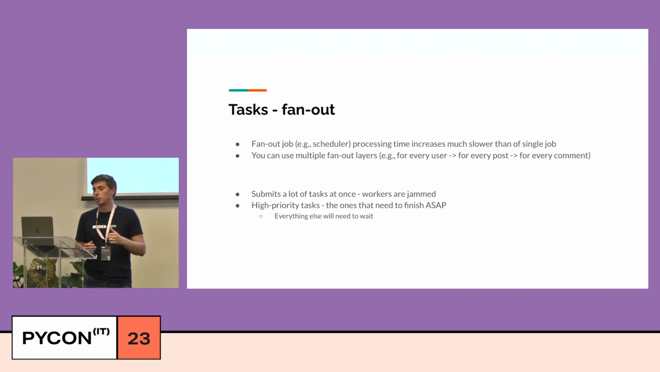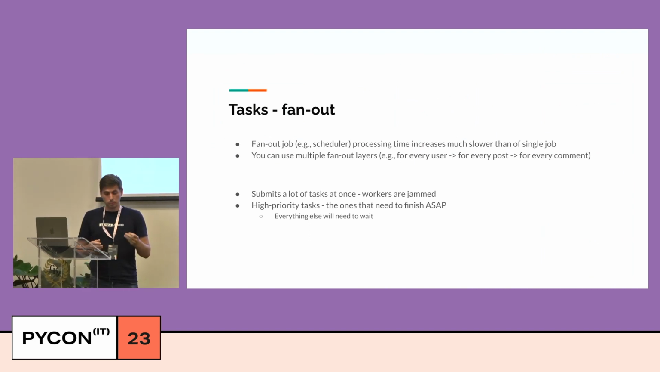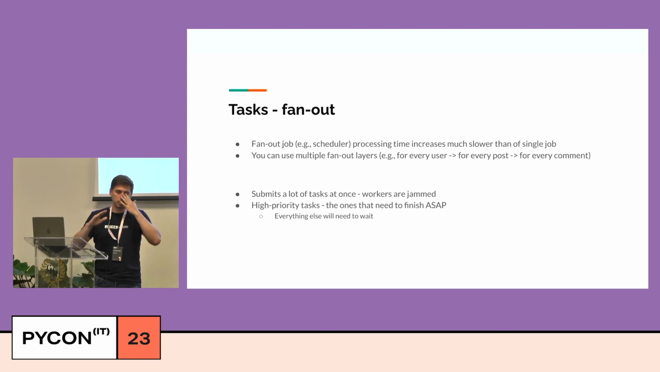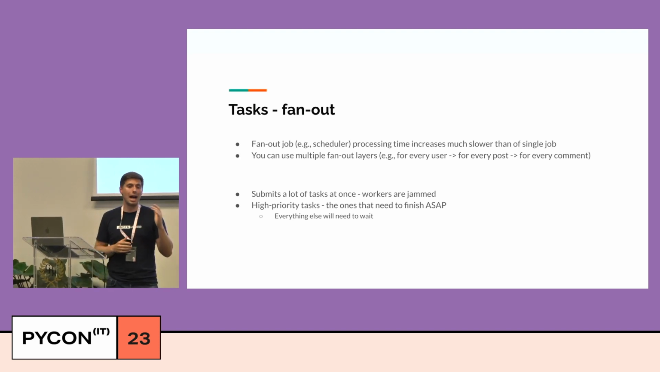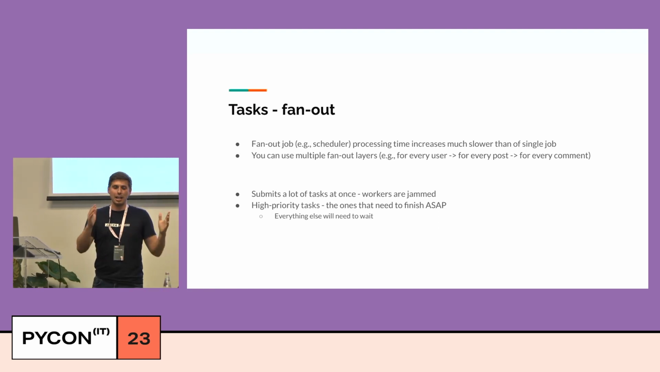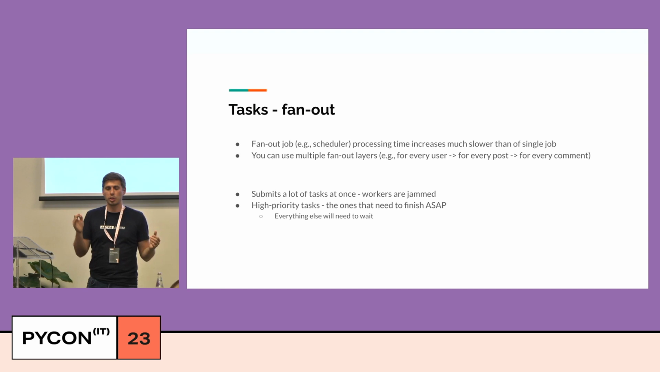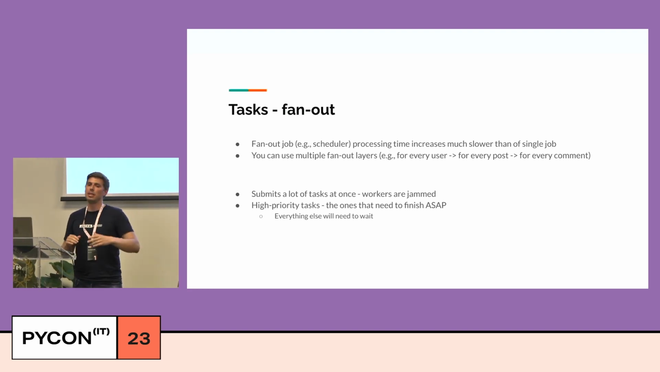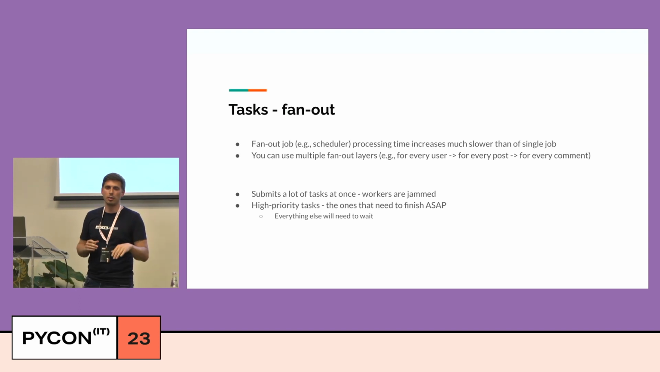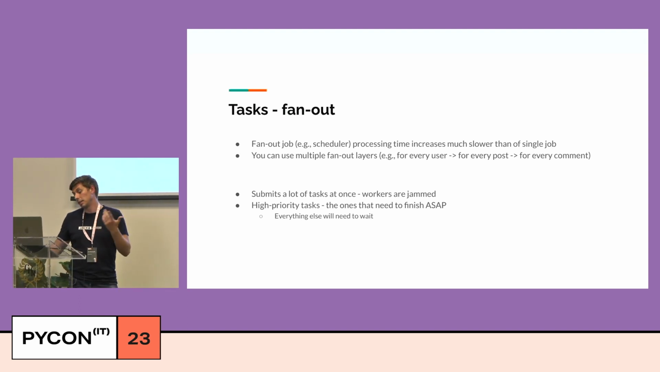There are also trade-offs, as with any other thing. So we should use that only when we have a high priority task. So everything else that will come after these tasks were submitted will need to wait for all these tasks to be processed, because all the workers will be occupied with all these tasks that were submitted from this fan out. So if these are not high priority tasks, then don't use fan out, but use something else, because everything will be jammed. You can also use that in multiple layers, obviously. So for example, for every user, every post, every comment, there can be a job. So you can really go a long way with that.